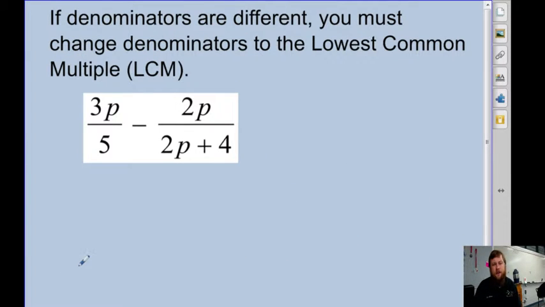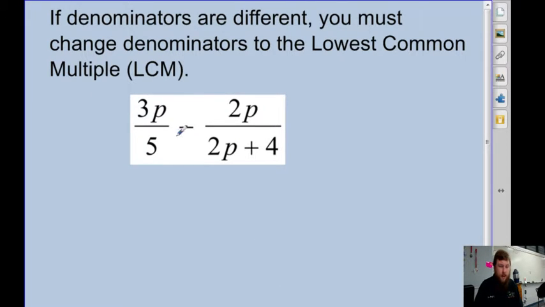All right, denominators are different. You must change the denominators to the lowest common multiple, just like we did when it was numbers. So basically what a lot of that's going to be is just multiplying by the other denominator sometimes. So 5 and 2p plus 4. I'm going to multiply the right one by 5 over 5, and the left one by 2p plus 4 over 2p plus 4.